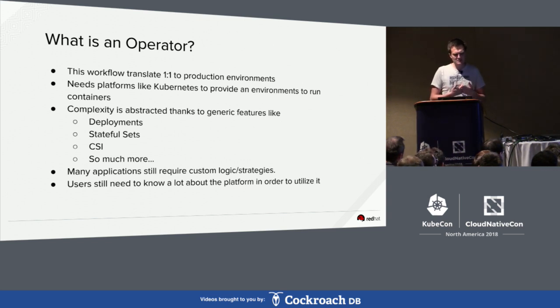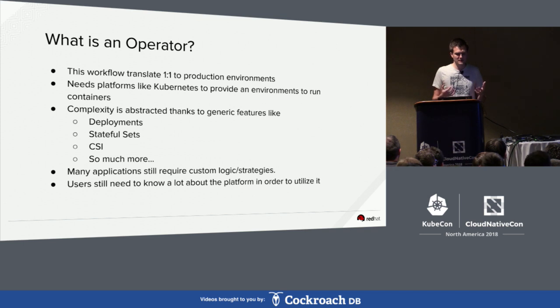The problem is that most complex applications, most applications with state, most distributed applications require way more custom logic and strategies to be run in production. And most of these strategies are domain-specific. They're different for each software. Scaling Redis is not the same as scaling Postgres, which is not the same as scaling Cassandra. Each of them are different. Each of them have different failure scenarios. Each of them need to be upgraded in different manners. Each of them need to be monitored in different manners, all the above.